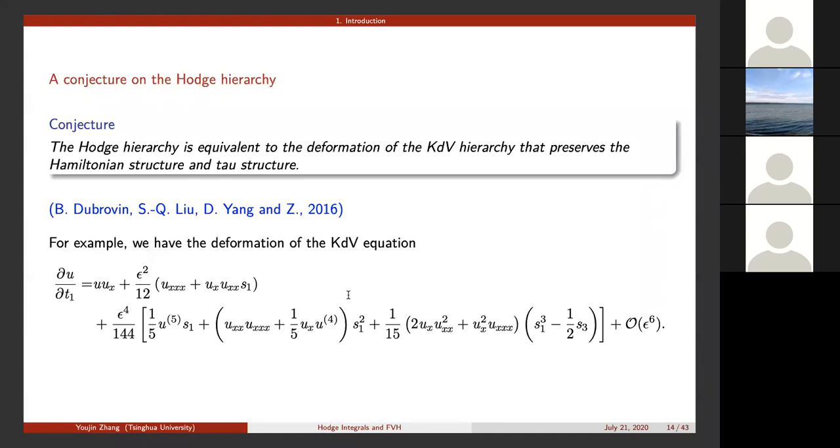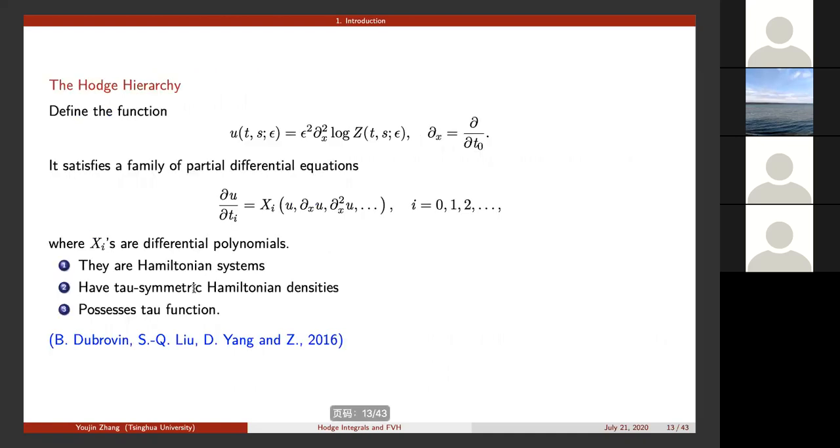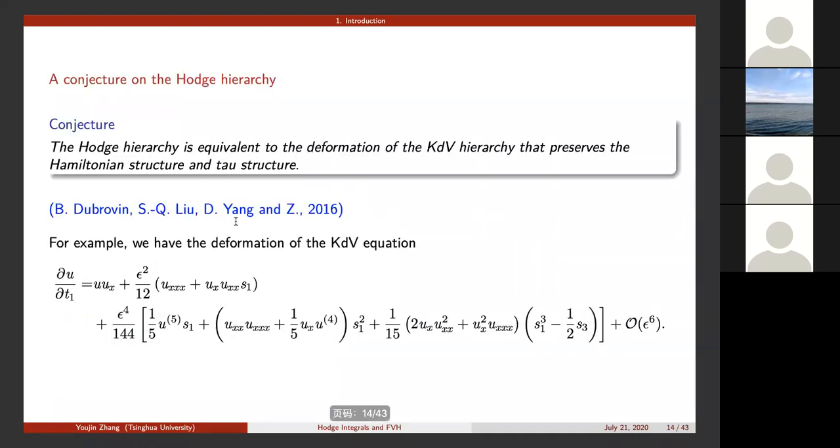But this hierarchy, you can view it as a deformation of the KdV hierarchy. So if you switch off these parameters S, put S1 equal to 0, S2 equal to 0, and S3, all of them equal to 0, here I made some mistake. I should have S, not S3, but S2. So for example, when we consider this t1 evolution, then this equation gives you an evolution equation that is a deformation of KdV, you see.